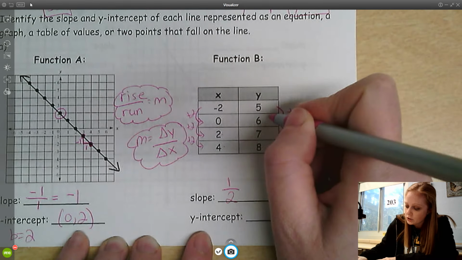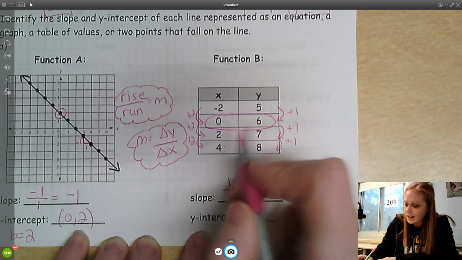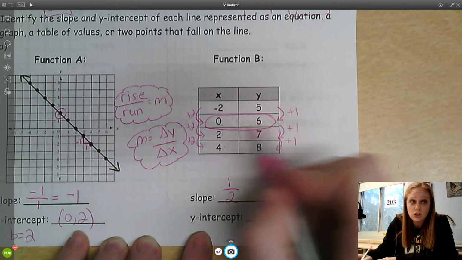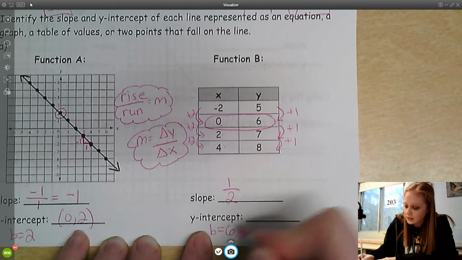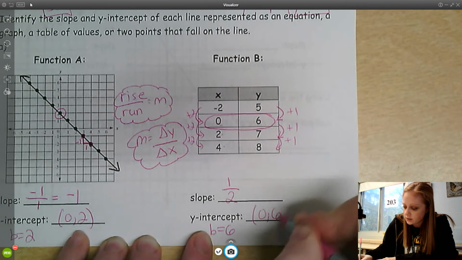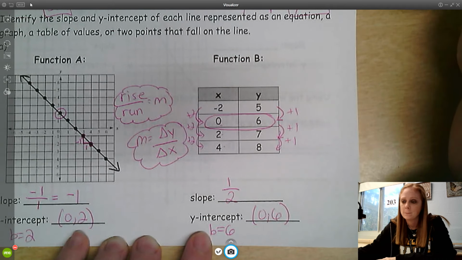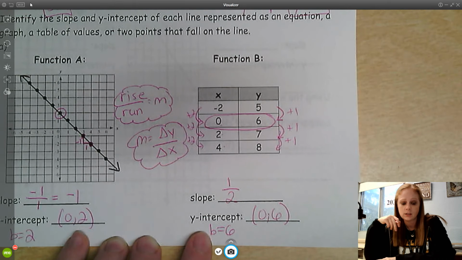All right, and my y-intercept. The y-intercept is whenever the x is 0, that's it. That's your y-intercept, that point. So here the x is 0, so that means my b is going to be 6, and my point is 0, 6 for the y-intercept. 0, 6 would lie right on that y-axis.